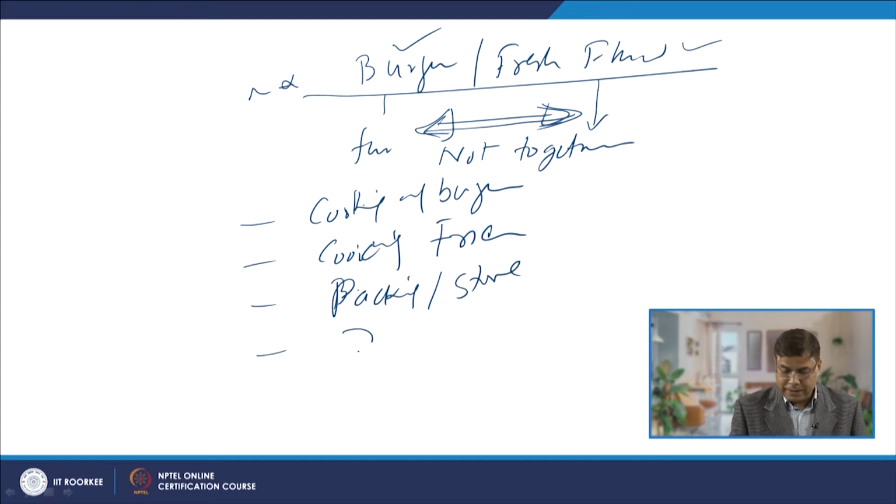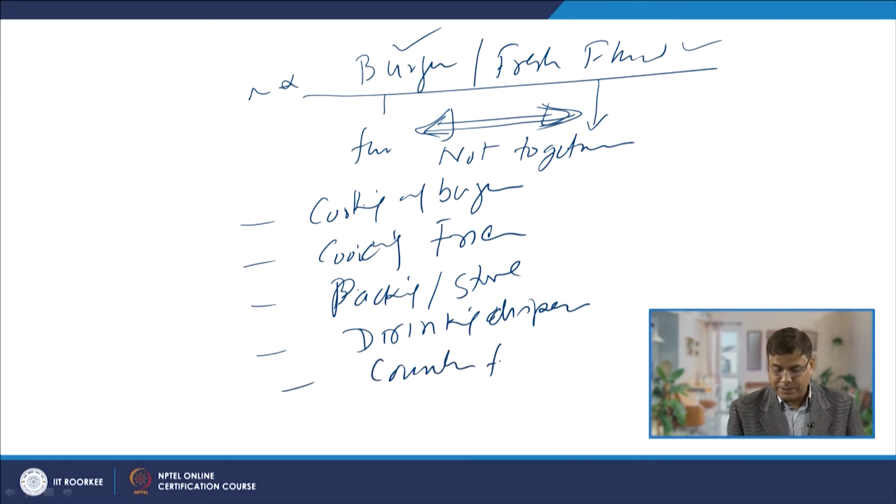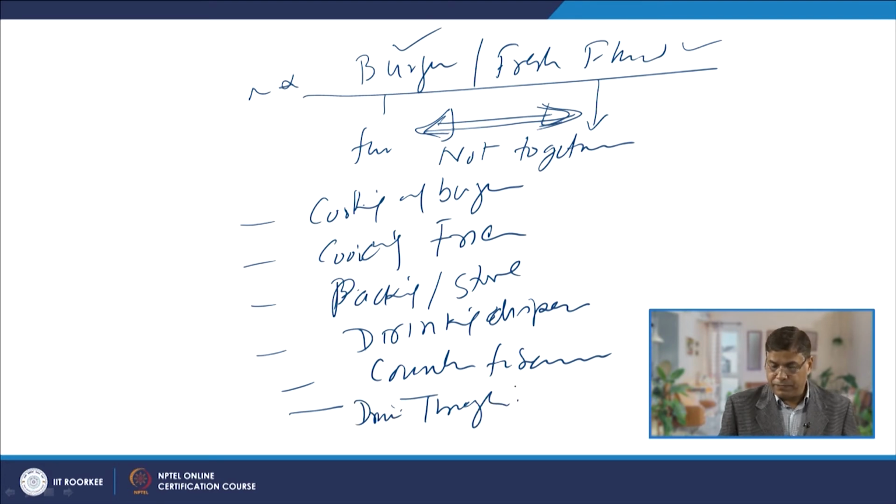Then there is a drinking dispenser, and then there is a counter for service, and then, say, the drive-through. So, these are the different centers or facilities which are needed.